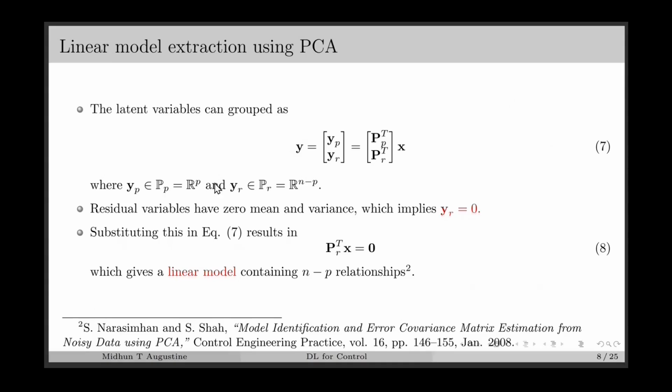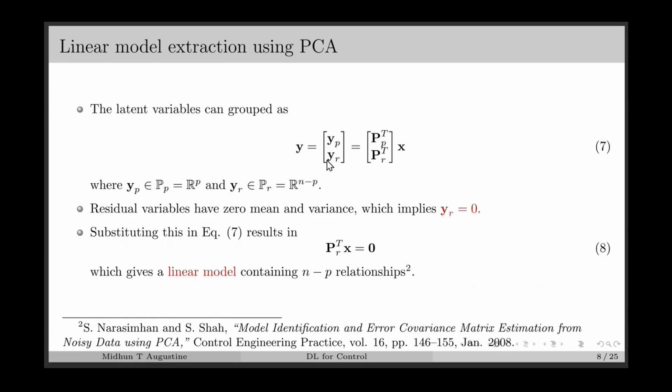In the case of model extraction, we can select the number of latent variables equal to the number of input variables itself. And then based on the latent variances, we can split the latent variables into principal and residual variables, where the principal variables consist of the first p variables, which have significant variance, and the residual variables consist of the remaining n minus p variables, which have negligible variance, or the variance is nearly 0. This distinction between principal and residual variables can be achieved by introducing a threshold for the latent variance, and this threshold can be chosen nearly 0.